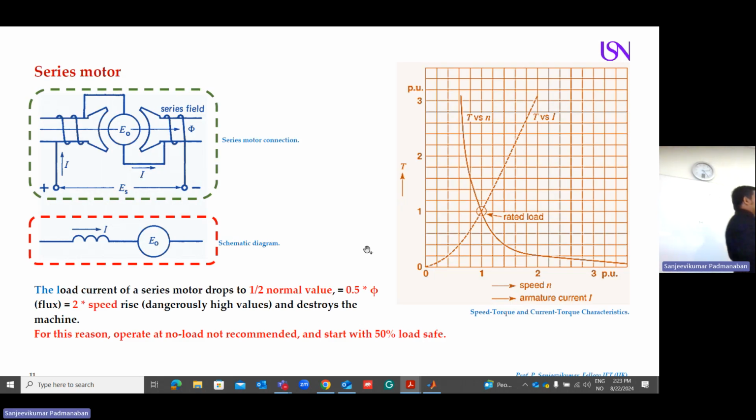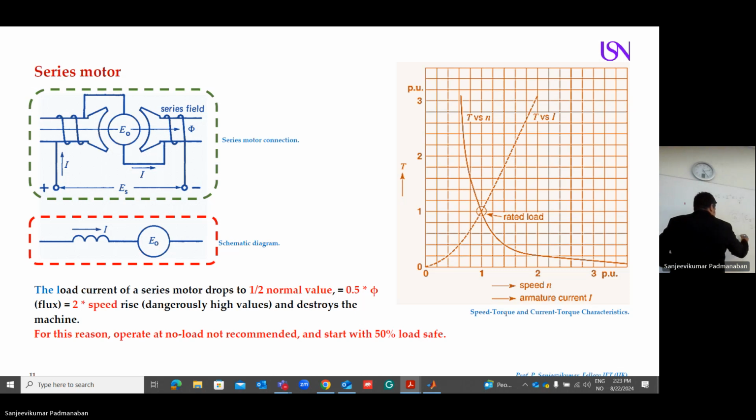Then about the series motor. You know the meaning of series motor? The simplest way I can represent it: this is my field winding. This is my armature winding, which I represent like this. This is my brush. This is my armature. So I put a motor. This is FF, the electromagnet. This is my series motor. This is a very complex motor.